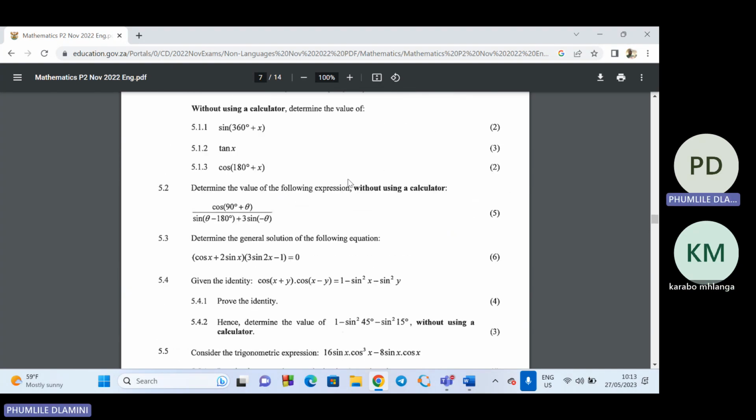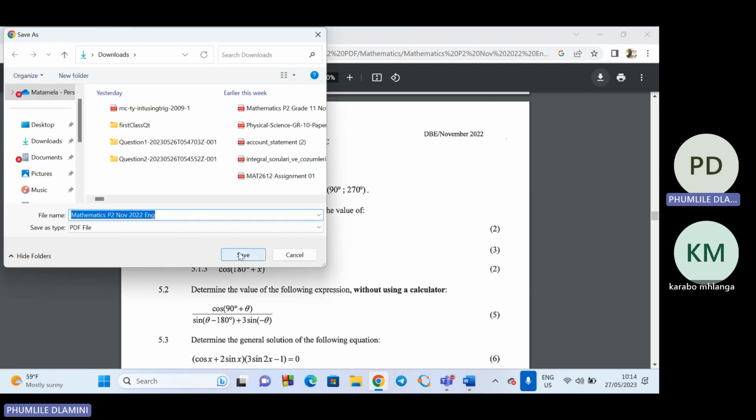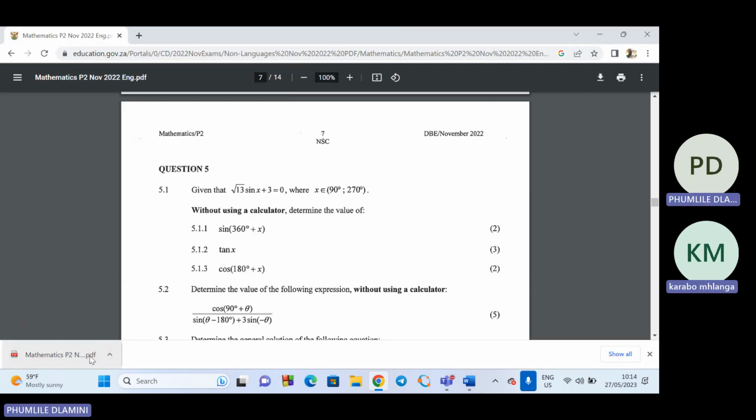So now we have the first question, ne? It's given that square root of 13 sine x plus 3 equals 0, where x is an element of 90 degrees to 270 degrees. Without the use of a calculator, determine the value of the following. So now let me just download this paper quickly. I'm gonna be writing on top of it.